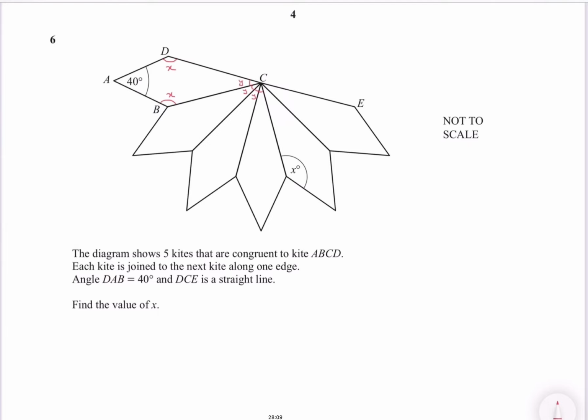So all the kites have a y angle here. All these y angles are on the straight line DCE, so their sum would be equal to 180. Let us find out the value of y. There are 6 y's, so 6y equals 180, because DCE is a straight line. So y equals 180 divided by 6, so you get a 30-degree angle.